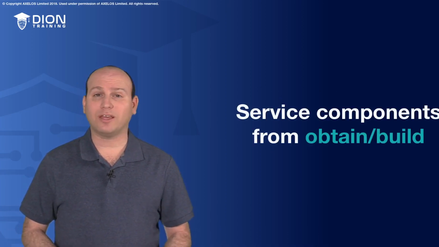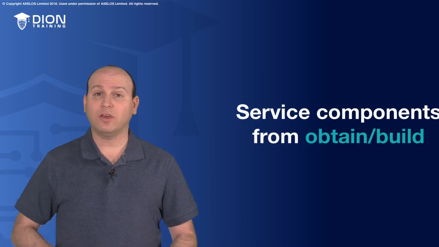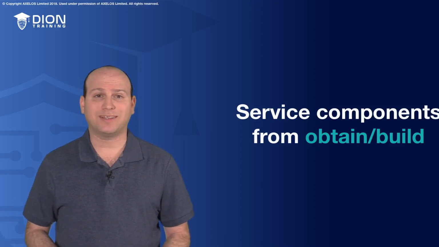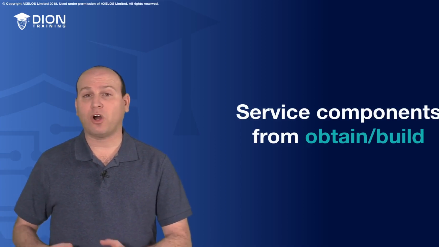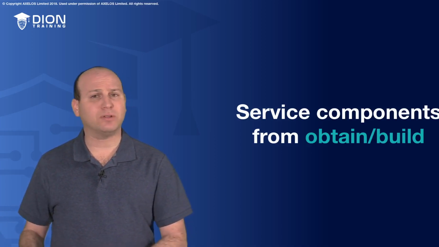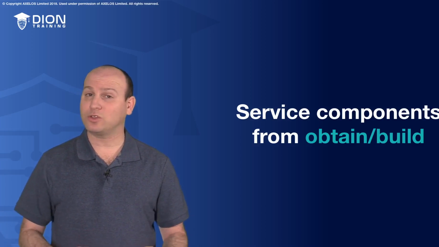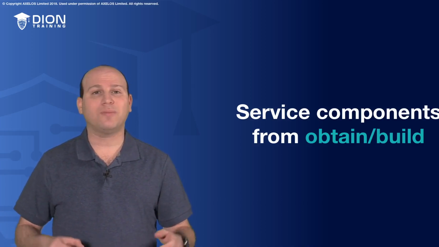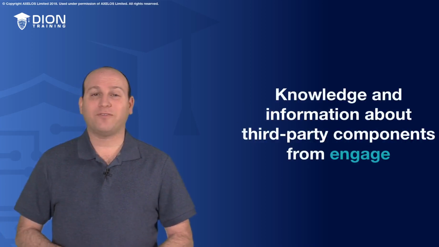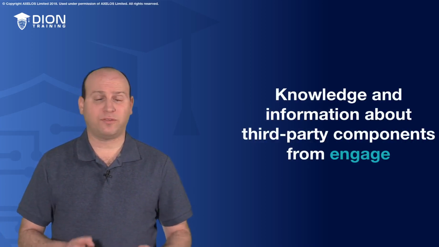Now, as we start looking at this, we're also going to take in some things that come from the Obtain and Build process. Things like what service components are available. Obtain and Build already has a lot of things that have been built. Maybe as we're designing a new service, we can reuse some of the things that already exist and use them in our new service.